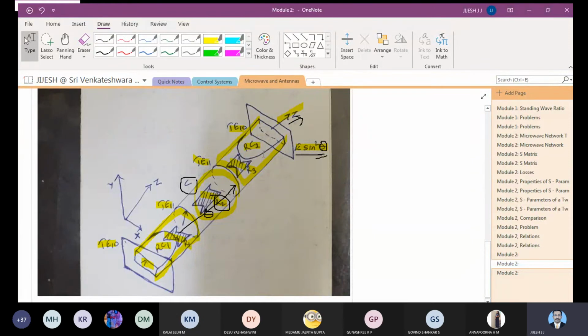So this is all the explanation about this precision type variable attenuator, and we'll discuss these things in much more detail further. All of you have completed this?